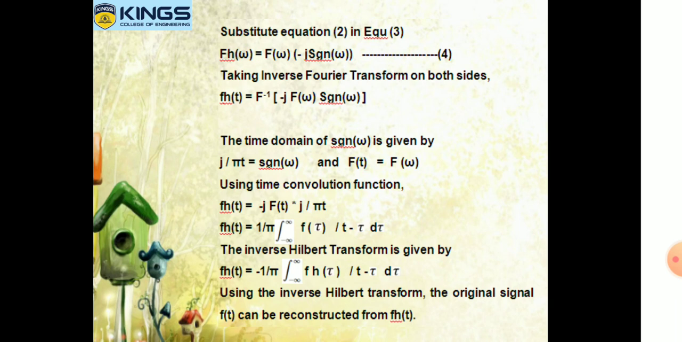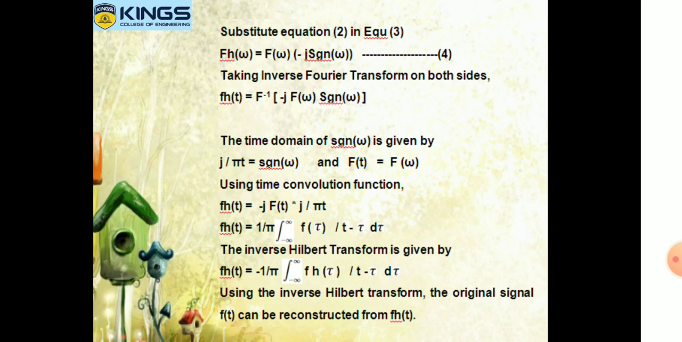So using the time convolution function, fh of t can be written as minus j f of t into j by pi t. So fh of t will be equal to 1 by pi, limit minus infinity to plus infinity, f of tau divided by t minus tau into d tau. The inverse Hilbert transform is given by f of t will be equal to minus 1 by pi, limit minus infinity to plus infinity, fh of tau divided by t minus tau into d tau.